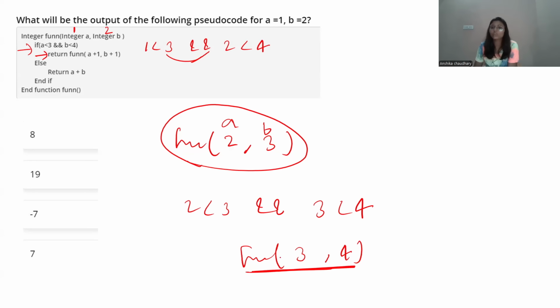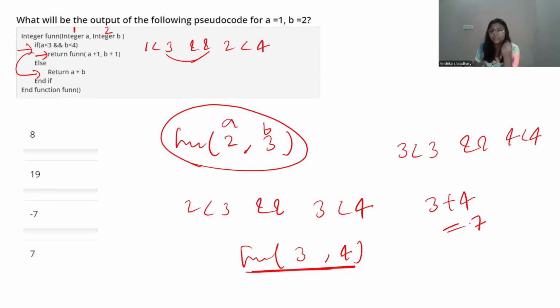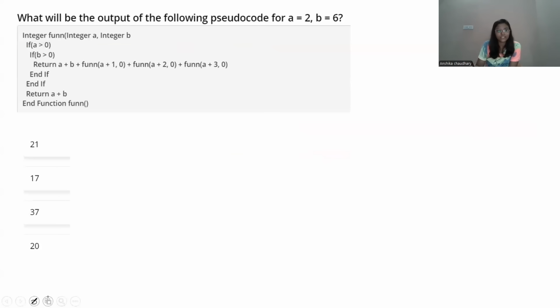So this function call will again take place. So it will check for the condition if a is less than 3. That means 3 is less than 3, and 4 is less than 4. So this time the condition is going to be false. We will come here in the else part, return a plus b. That means 3 plus 4. That means 7 will be returned. Right. So 7 will be returned. 7, option number 4 will be the correct answer for this question. I hope it makes sense. Let's move on to the next question now.